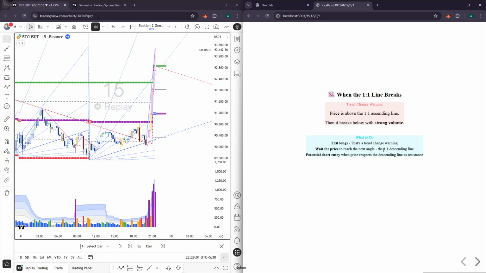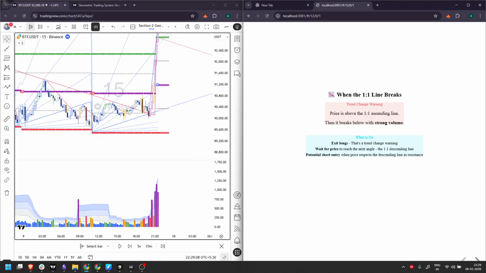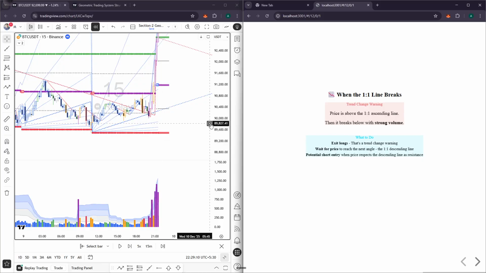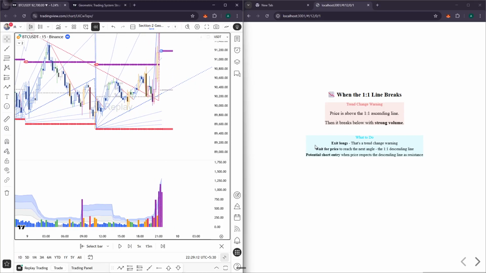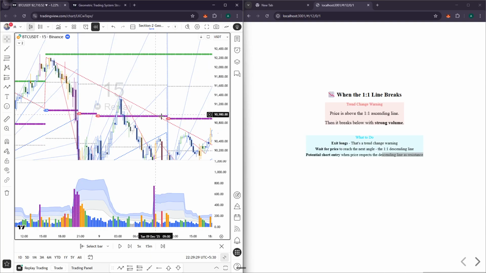And we wait for price to reach the next angle. If we are talking about ascending, then the next angle would be half of that, right? So the 1 by 2 angle. So we wait for price to reach the next angle, and a potential short entry is when price respects the descending line as resistance. So if you are here and it is respecting this, you can take a short there.